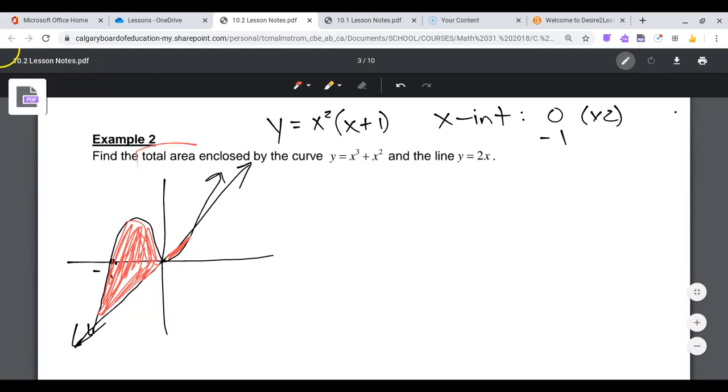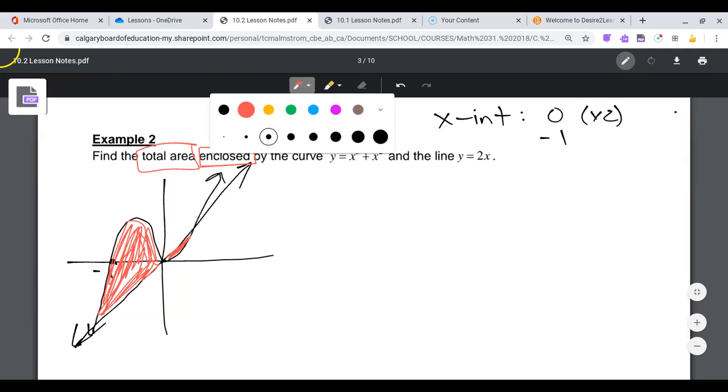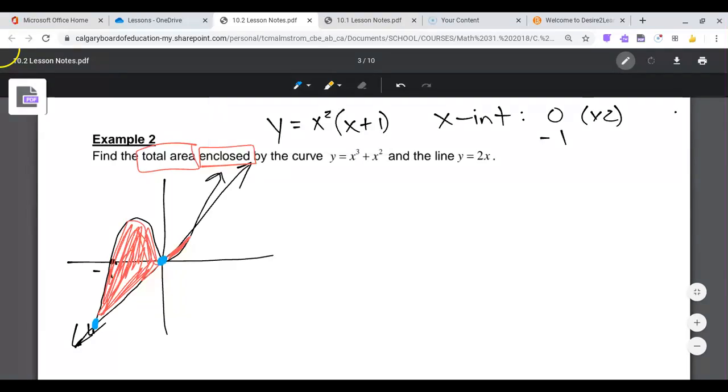So find the total area enclosed. It is enclosed. It's not like the previous question where it was just a space between 2 functions. This one is totally enclosed. So what that means is that I need to figure out what these intersections are. Now the one in the middle is easy. That's 0, 0. But those are going to be my boundaries. Those are going to be my A and B.